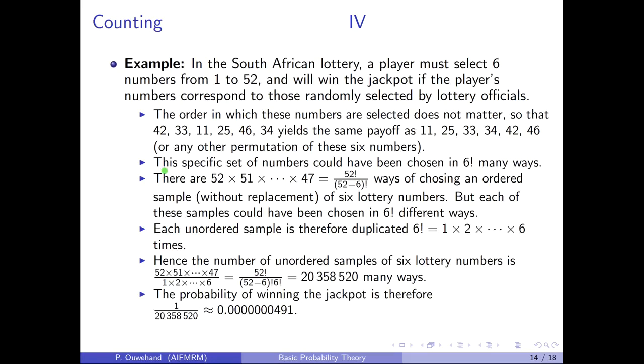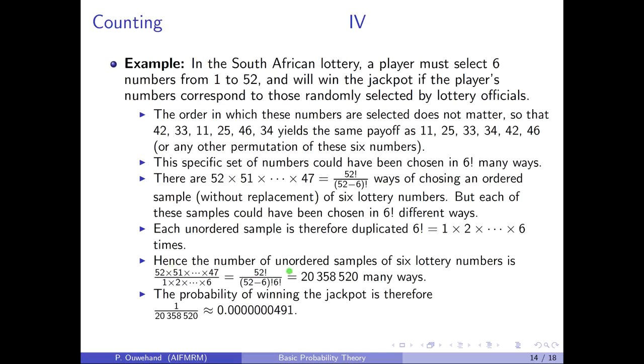This specific set of numbers could have been chosen in 6 factorial many ways. There are 6 factorial many ways of rearranging this set of numbers. On the other hand, there are 52 times 51 all the way down to 47, which is the same as 52 factorial over 52 minus 6 factorial, many ways of choosing an ordered sample without replacement of 6 lottery numbers. But each of those samples could have been chosen in 6 factorial many different ways. Each unordered sample is therefore duplicated 6 factorial many times.